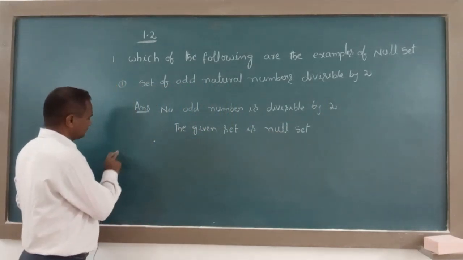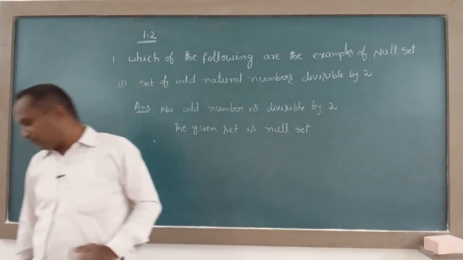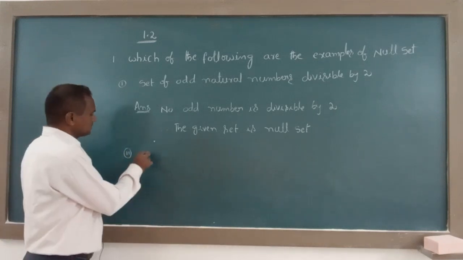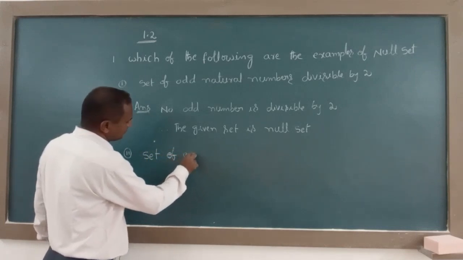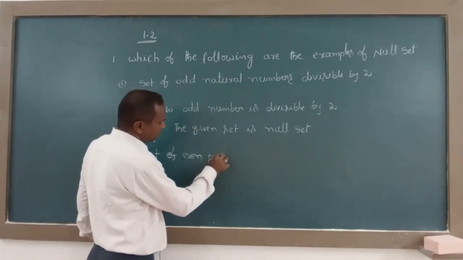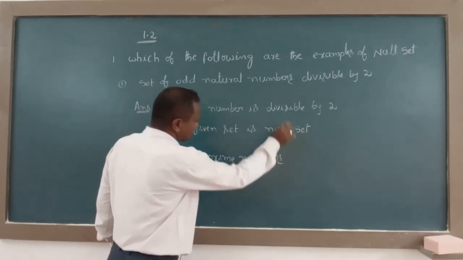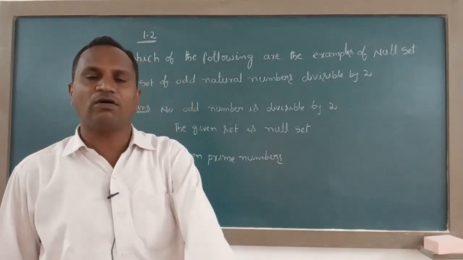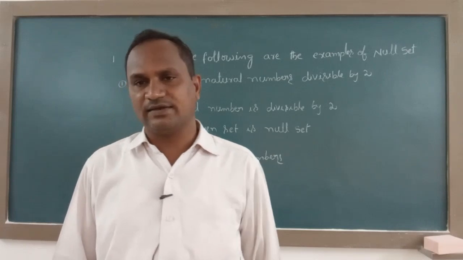Second question. Under the main number only, they are giving some 4 sub-questions. Number one is set of even prime numbers. See, among the set of all prime numbers, you are seeing that one of the prime numbers is even, that is 2.